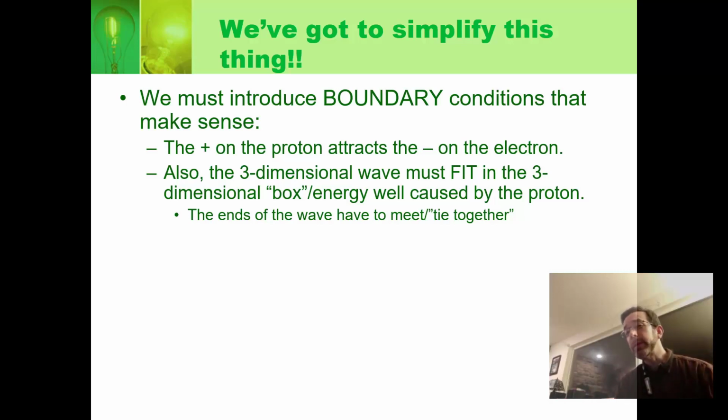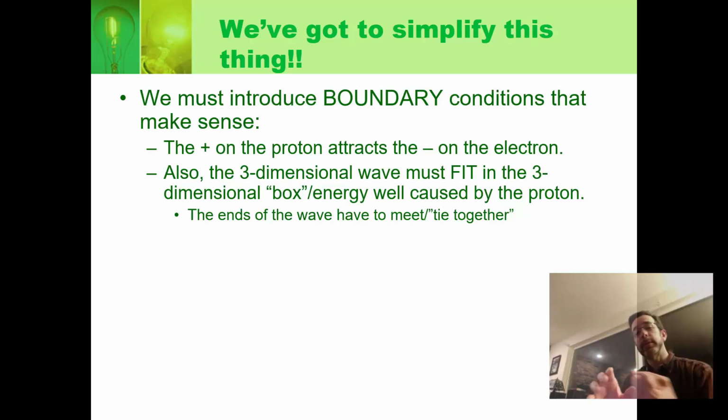So all of these are things that you actually already know. You just are putting them into the math this way. Another thing is that the three-dimensional wave has to fit in the three-dimensional box, which is the energy well caused by the proton. So the proton is attracting the electron, and the electron is a wave. It has to fit into the box that the proton is making for it. The proton is providing boundaries, and this is where the 3D thinking gets a little bit weird. But the important thing is, in a sense, the three-dimensional box is defined by the proton. The proton's holding on to the wave of the electron, and it has to fit. The wave has to fit into the box.